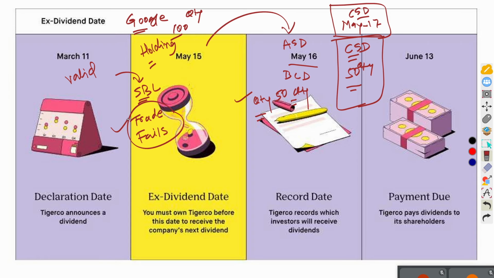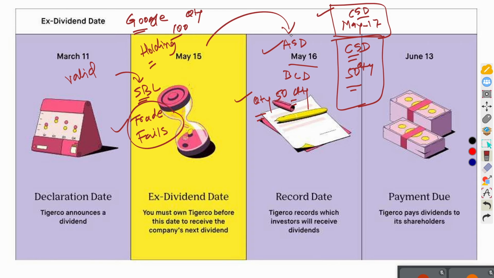If it is a valid SBL, and if that agreement is in place, let's say what if the trade fails? Let's say that agreement is in place, in that case only the contractual settlement date comes into picture. Instead of the actual settlement date, a particular security will be settled on XYZ date, and benefits will be processed to the investors manually. That happened.